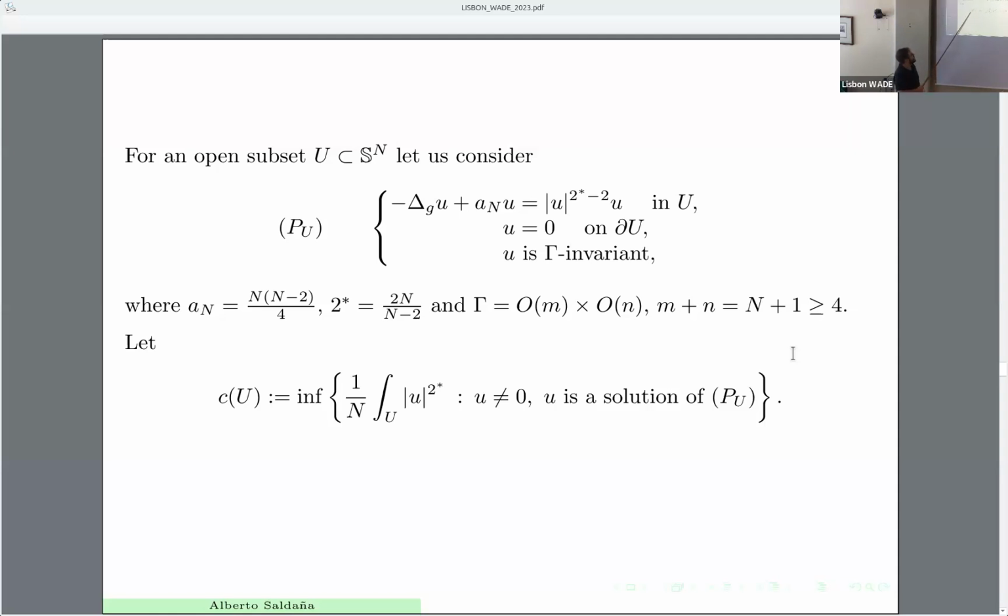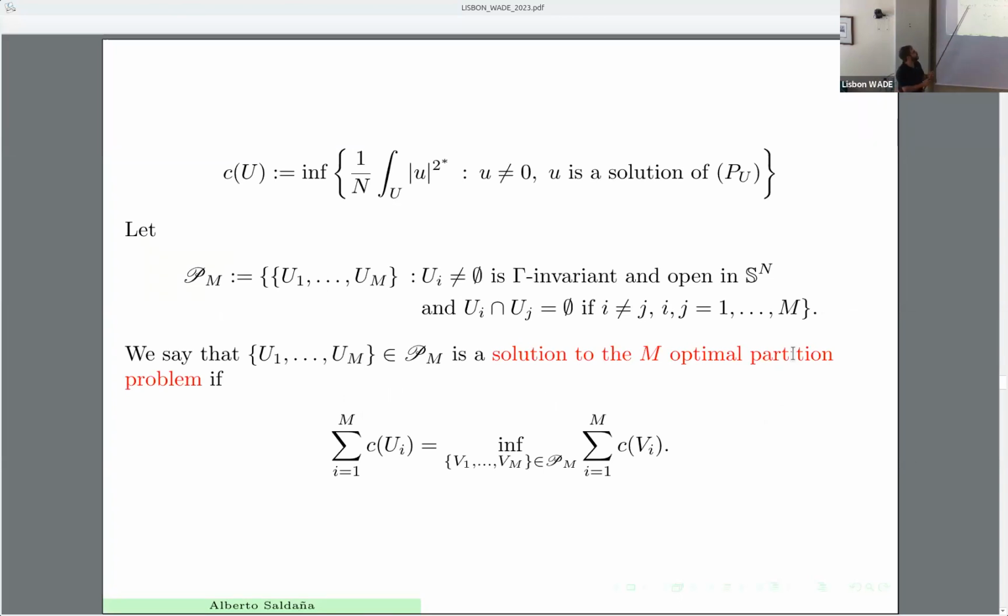I can associate a cost function. So the cost of U is going to be the infimum of the L2 star norm of all the solutions of the problem multiplied by a factor. This is one way of defining a cost. Once I have a cost, I can define an optimal partition problem. So now I look at the set of all subsets.